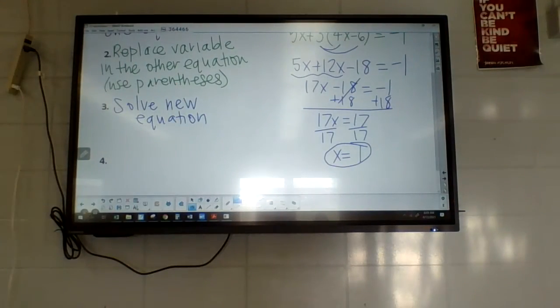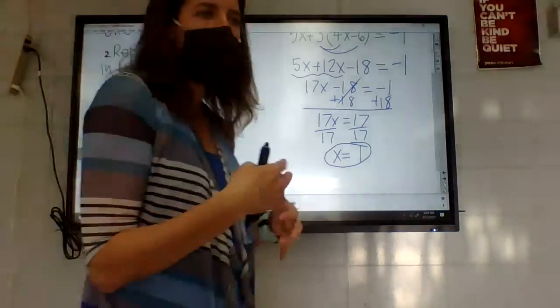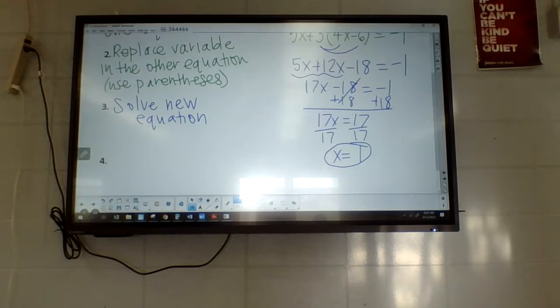Now that did probably take a little bit more time than if we had just put these 2 lines on a graph, but at the same time, if you look at that second equation, getting it in slope-intercept form would be a pretty tough step to have to do.